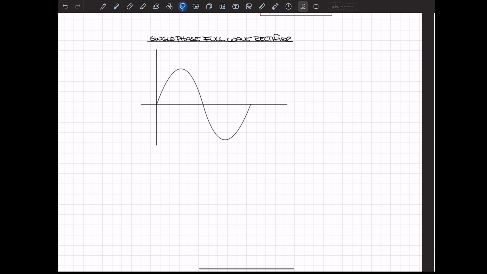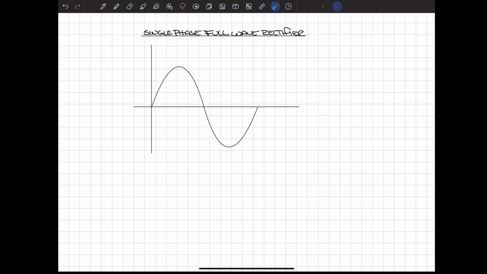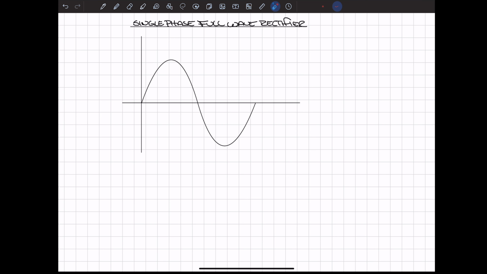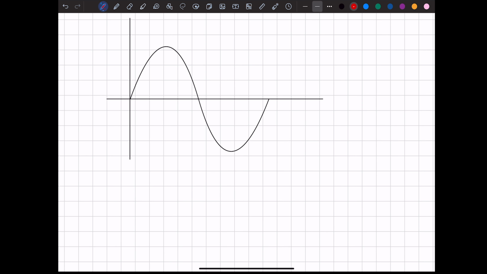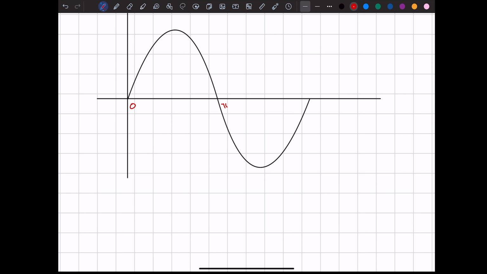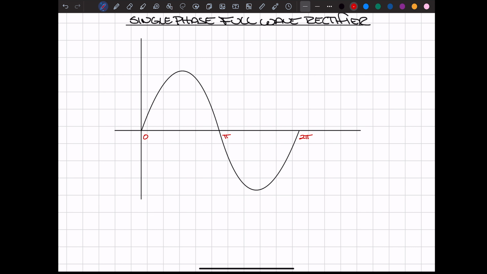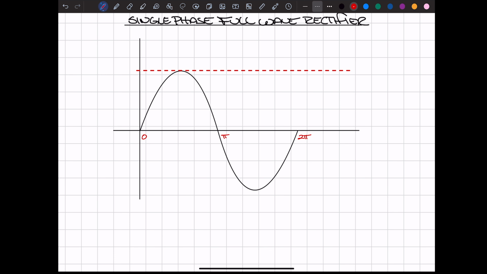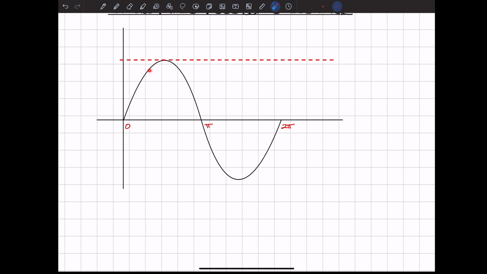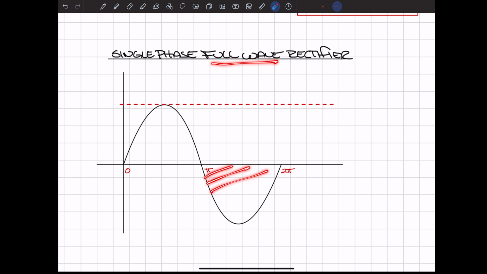So now we're going to take a look at the single phase full wave rectifier. In this video, we're going to be looking at the positive as well as the negative sections of the wave. We're going to be in the same time period, so 0, pi to 2 pi. We're going to be using peak voltage in this problem as well, and we're going to solve for the area under the positive curve as well as the area under the negative curve.